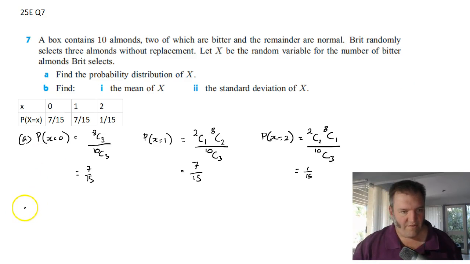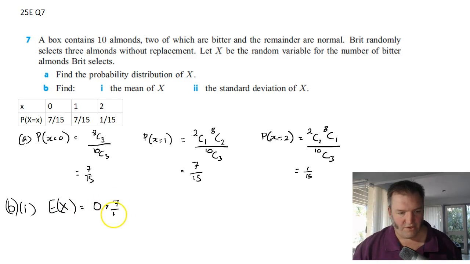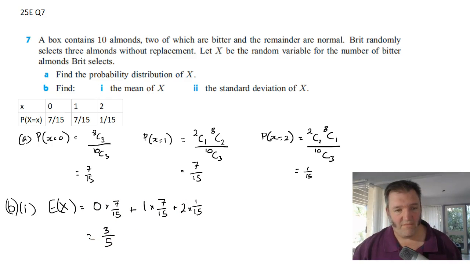Find the mean of X. So for B part 1, remember mean is just the expected value. So the expected value of X, or the mean value of X, is going to be 0 multiplied by 7 over 15, which is of course going to be 0, plus 1 multiplied by 7 over 15, plus 2 multiplied by 1 over 15. And if you go ahead and calculate that, you've got 7 fifteenths plus 2 fifteenths, 9 fifteenths, or 3 fifths. That's that one.